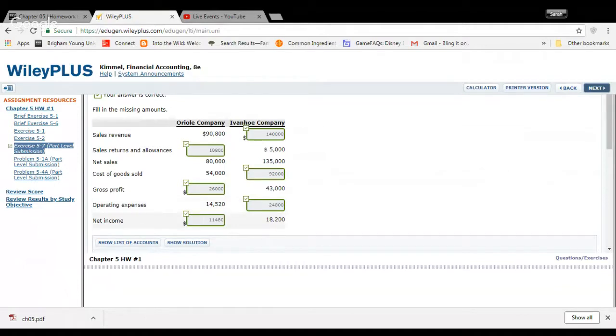And then for net income, you subtract your operating costs from your gross profit, and you get the net income, which is 11,480. And you're going to need these for the second part of the assignment.